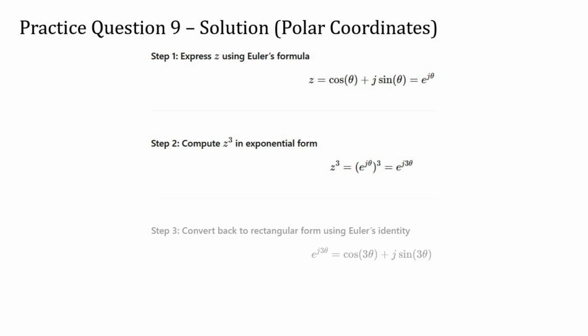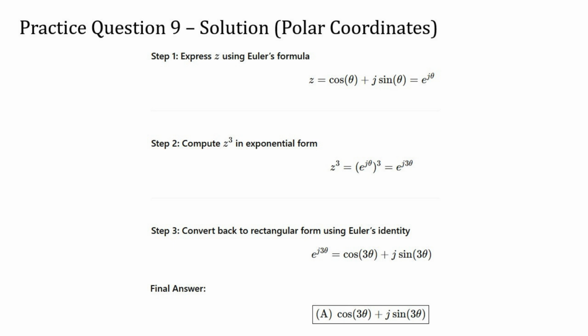multiply the exponents. In the final step, we convert this result back to rectangular form using Euler's identity again. Euler's identity tells us that e to the j times an angle is equal to cosine of that angle plus j times sine of that angle. In our case, the angle is 3 theta. So, the final result is cosine of 3 theta plus j times sine of 3 theta. This result matches answer choice A.